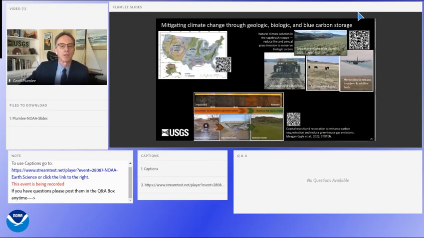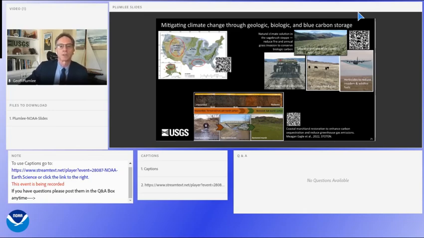I mentioned nature-based solutions to help mitigate the impacts of climate change. Here we're looking at how we can mitigate climate change through geologic on the upper left, biologic on the upper right, and then blue carbon, in the coastal marine estuarine environment, along the bottom. Geologic carbon sequestration: there are different parts of the US that are more favorable for storage of larger volumes of carbon dioxide sequestered from power generation or other sources.